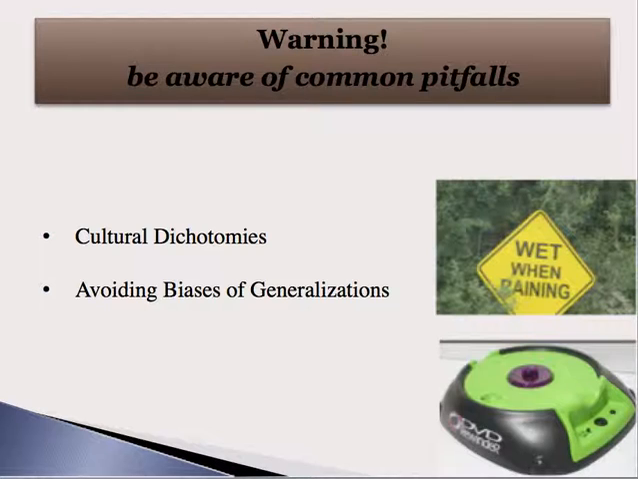So the point where these phenomena differ is sometimes referred to as the point of critical distinction, or PCD, which is also talked about in the book. So the PCD is, before that point, there's a lot of similarities, and after that point, there's going to be different outcomes. It's also important to avoid biases of generalizations.